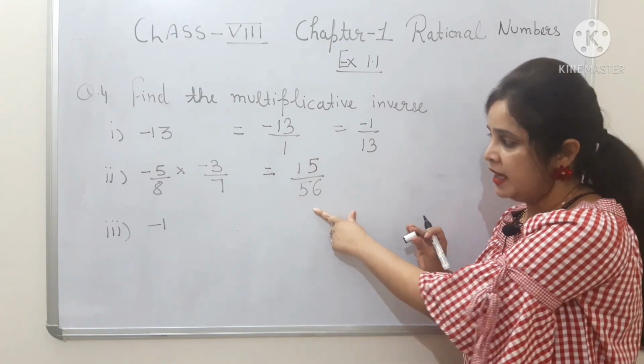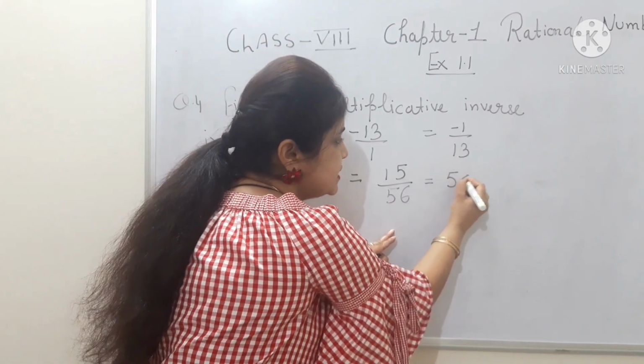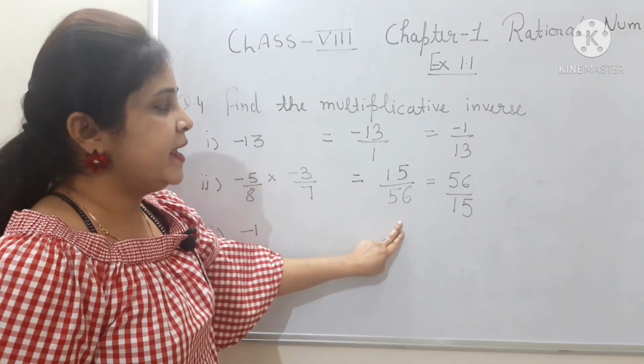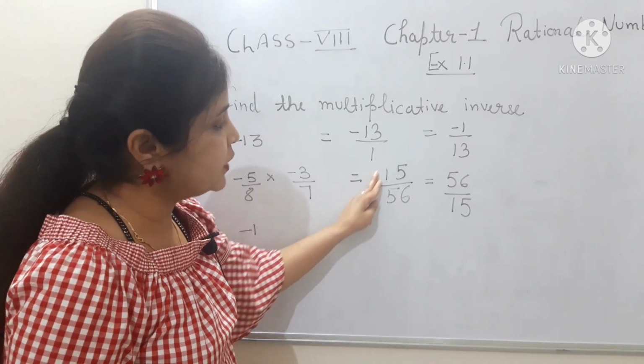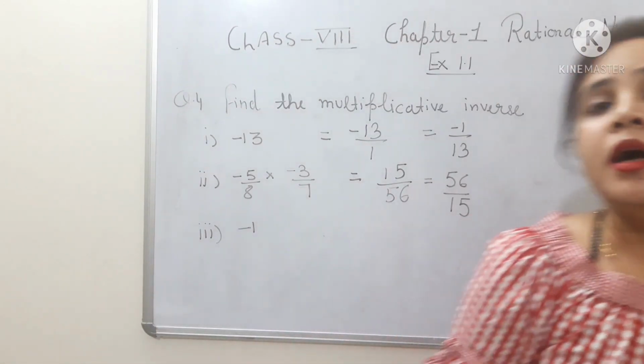Now, whatever you are getting here, you have to find out the multiplicative inverse of this only. So, what will be the multiplicative inverse of it? Its multiplicative inverse will be 56 upon 15. The change in the values of the numerator and the denominator, the reciprocal of that particular number.